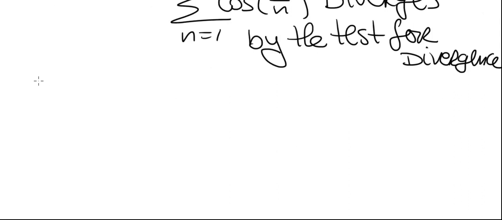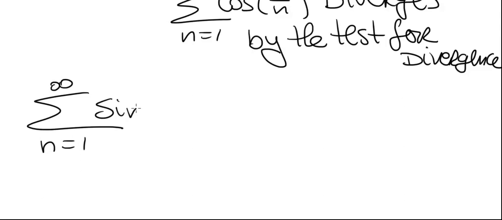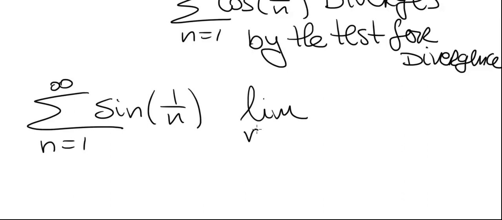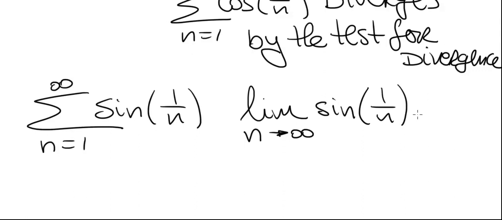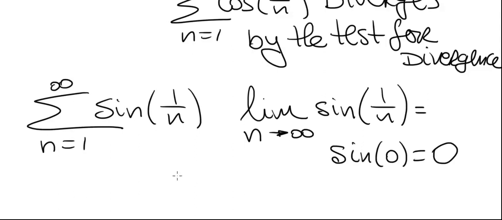Now if we look at a similar series, say n equals 1 to infinity sine of 1 over n, and we apply test for divergence, then we look at the limit as n goes to infinity of sine of 1 over n, and that of course goes to sine of 0, which is 0. Test for divergence is inconclusive because of 0. Now if you mistakenly think that because we got 0 the series converges, that would be a mistake, because in a later video you'll see that this series in fact diverges.